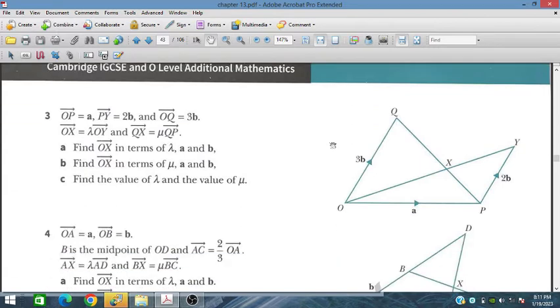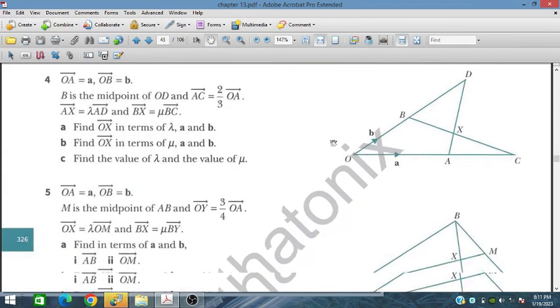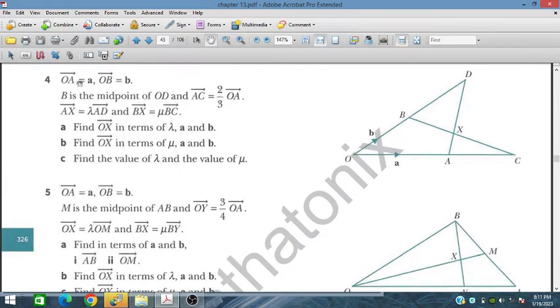Let's solve this question number 4. Here we have OA equal to small a, and OB is small b, from here to here. B is the midpoint of OD, from O to D.